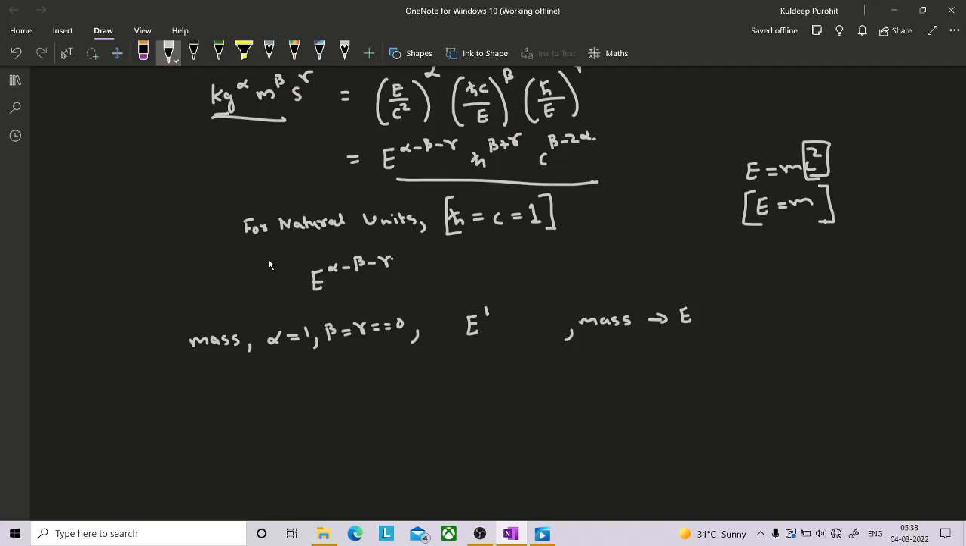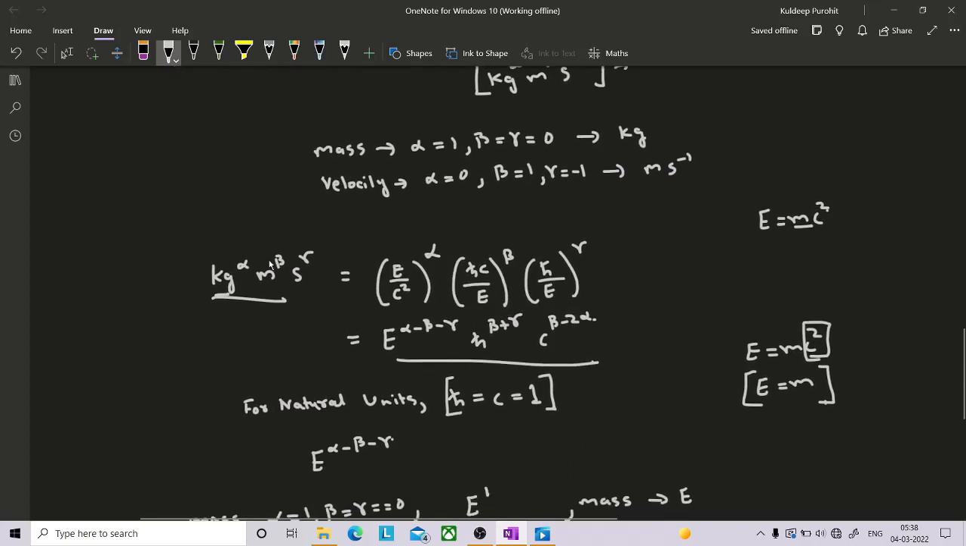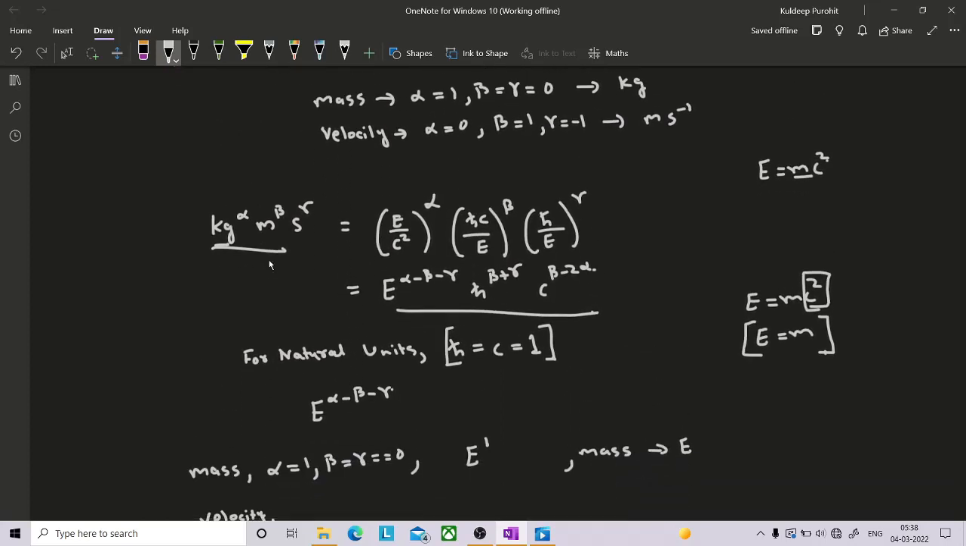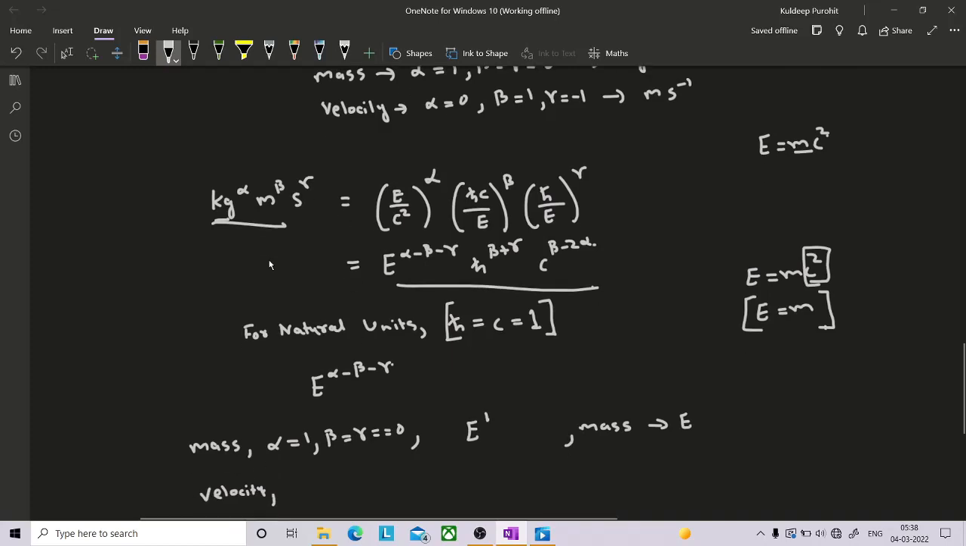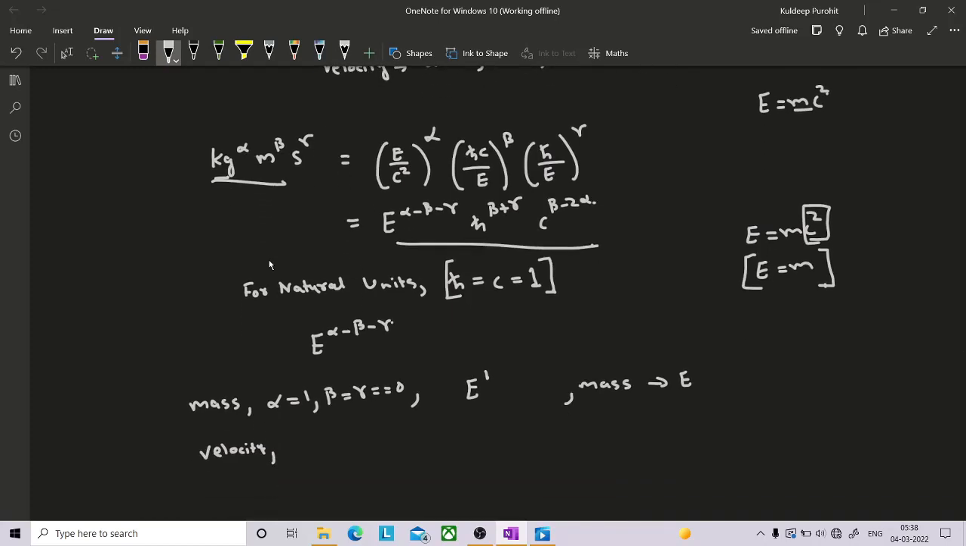Suppose I want to write the dimensions of velocity. For velocity, alpha is equal to 0, beta is equal to 1 and gamma is equal to minus 1. If I substitute it here, I will get the dimensions of velocity as E to the power 0. So velocity becomes dimensionless. This is the dimension of velocity in natural units.